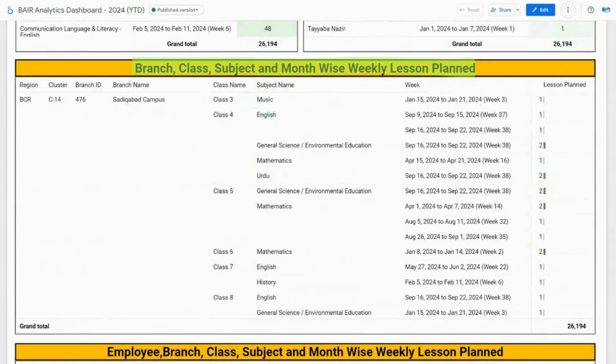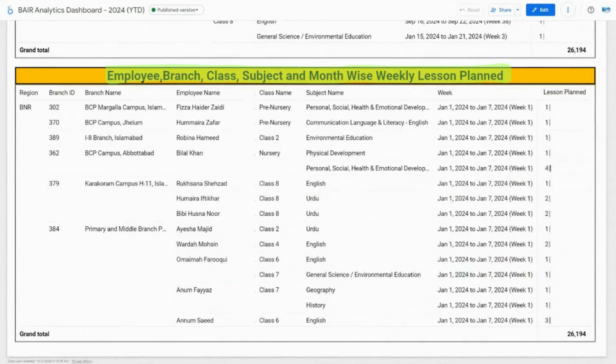The Branch, Class, Subject, and Month-Wise Weekly Lesson Planning chart provides a detailed breakdown of lessons planned by class and subject for each week. The data is organized by region, cluster, branch ID, branch name, class name, subject name, and week, showing the number of lessons planned during each week. In this chart, employee is added, so the employee, branch, class, subject, and month-wise weekly lesson planning chart provides a detailed summary of lesson planning for different employees across various branches, classes, and subjects.